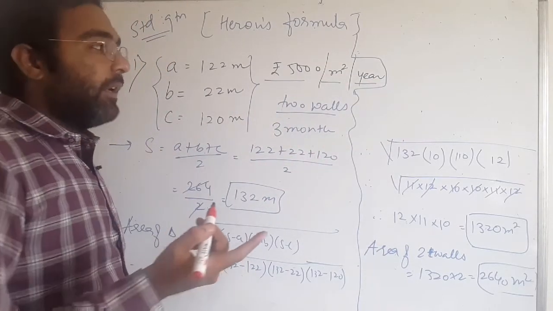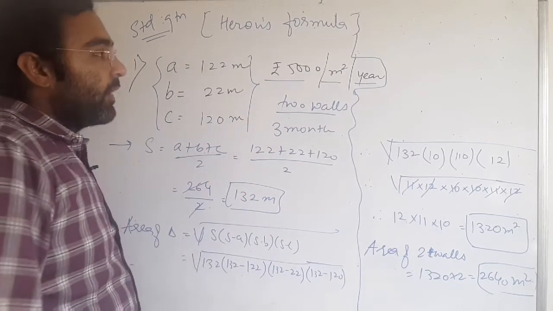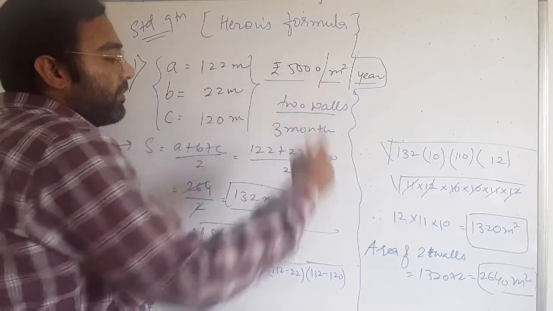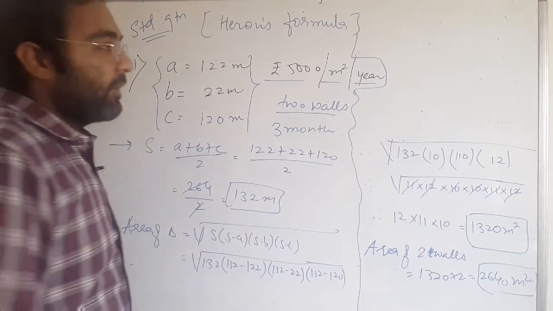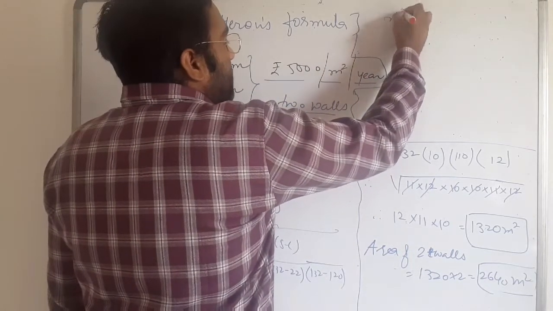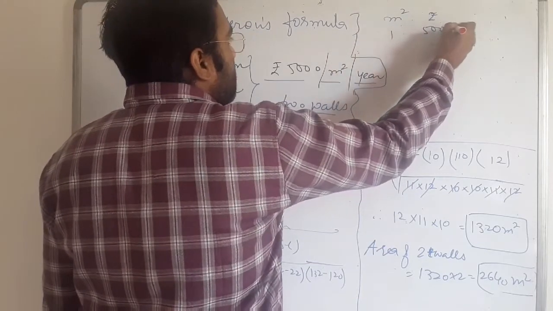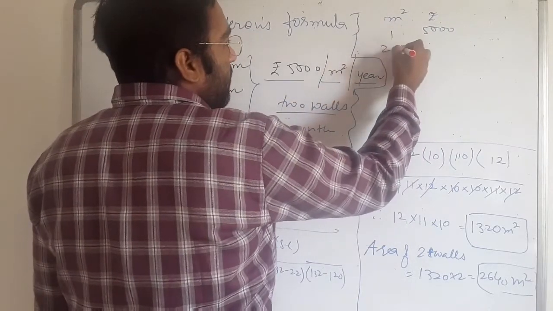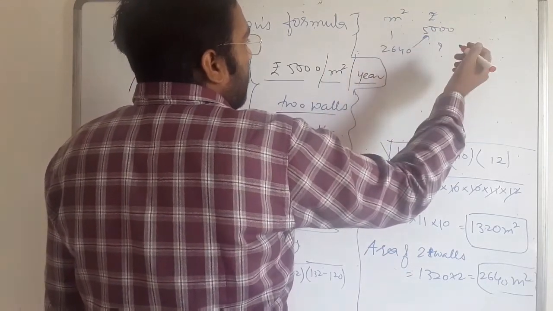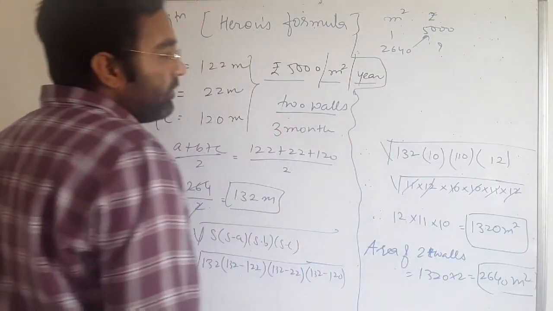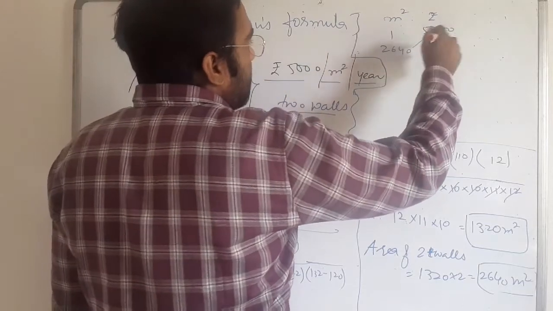First of all we have to find it for the meter square, and after that we have to convert it to months. Now, 5000 rupees per meter square, and 2640 meter square are given. So for 1 meter square there is 5000 rupees, and for 2640 meter square how much money do they require? So multiply with 5000.